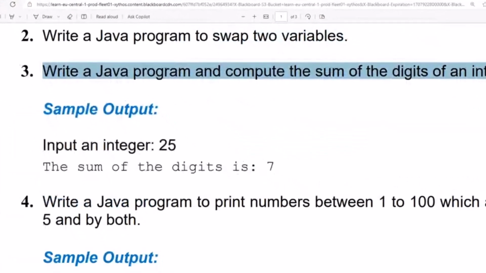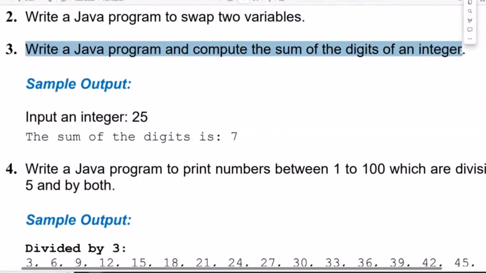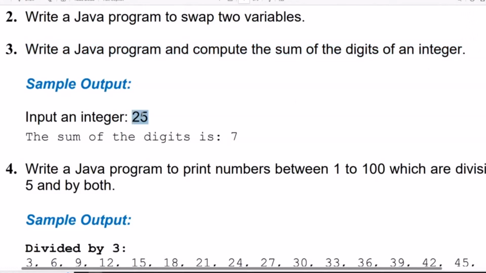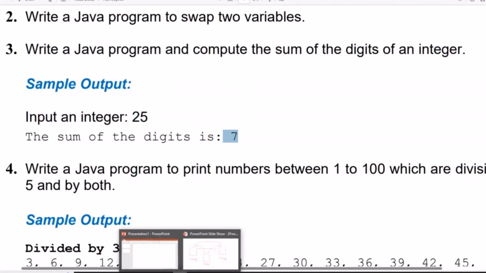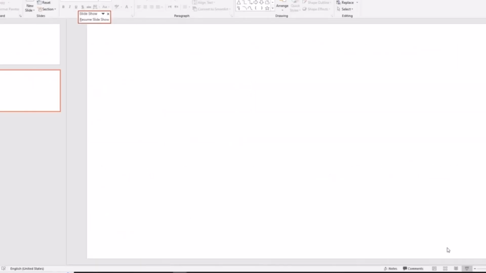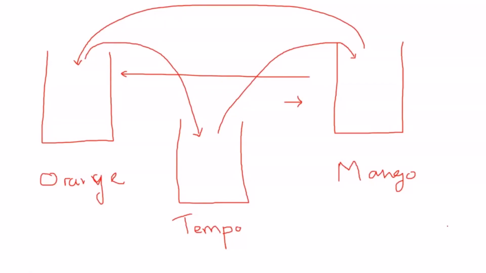Write a program that computes the sum of digits of an integer. We need the sum. See here, the example, 2, 5. What is the sum of 2 and 5? 7. But this needs a loop and needs some work. If this is your first time doing it, you need to watch here. It's a way that is different from the way you have been doing programming.